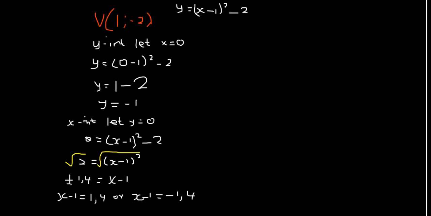Right, but one can ask, why are we doing this? It means that x minus 1 is equal to either +1.4 or -1.4. So that is why we've got this sort of thing.